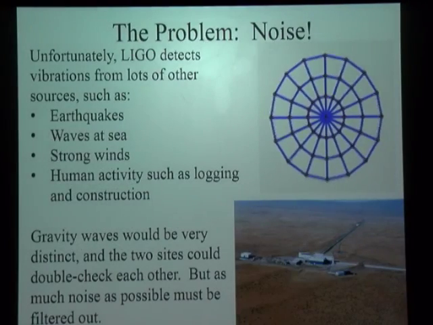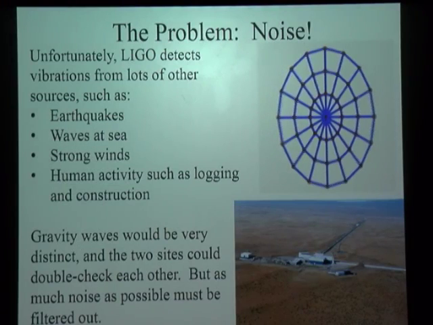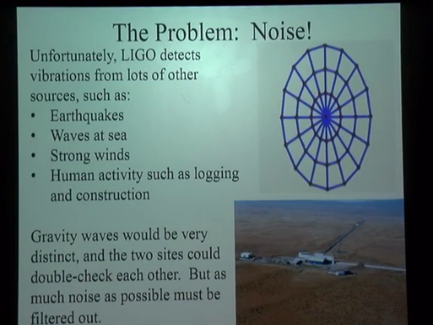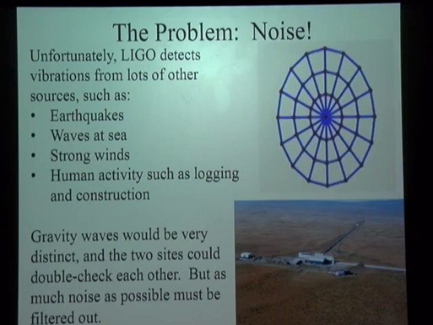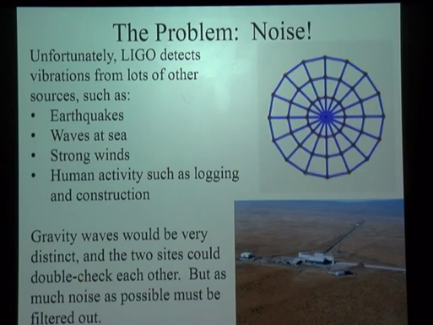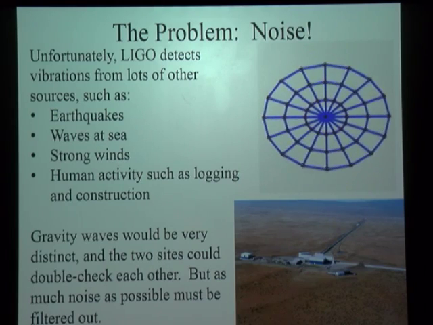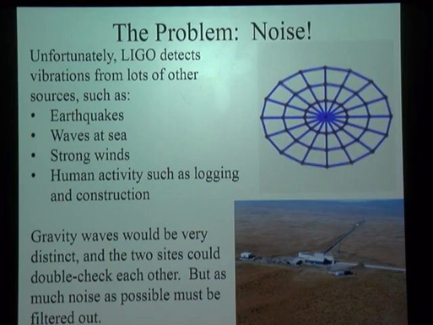They're not ridiculous things. Now, the biggest problem is noise. I mean, gravity waves are not the only thing that are going to shake things up. There are also earthquakes. The site up in Hanford, they can detect waves at sea, even though they're hundreds of miles inland. Strong winds, even human activity. Down at the Livingston site in Louisiana, it's right in the middle of this tree farm. And turns out there's chainsaws, there's trees falling over. That's a problem.